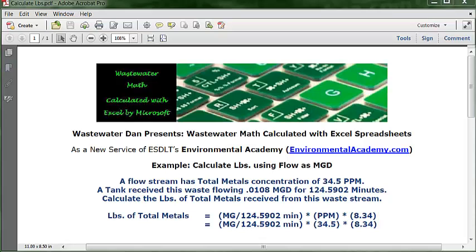The problem reads: a flow stream has a total metals concentration of 34.5 ppm. A tank received this waste flowing 0.0108 MGD for 124.5902 minutes. Calculate the pounds of total metals received from this waste stream.